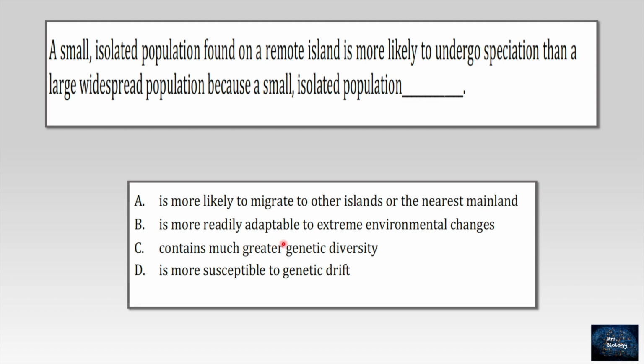B, is more readily adaptable to extreme environmental changes. Sure not, because they have a small number and are easily affected in passing their traits to their offspring. C, contains much greater genetic diversity. This is against what the scientists said, because small populations tend to lose genetic diversity more quickly than large populations. So this is 100% wrong. D, is more susceptible to genetic drift, and this is right. And we know what genetic drift is, and we explained it before. So the right answer here is D.